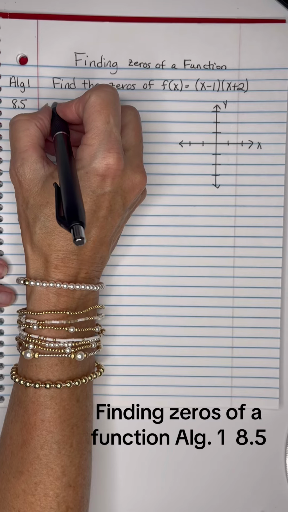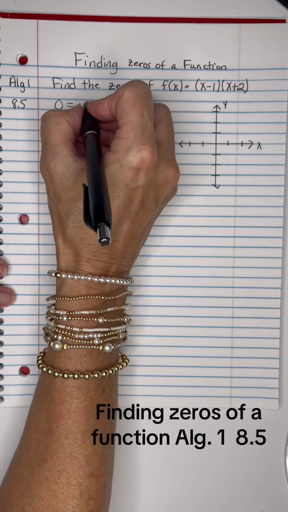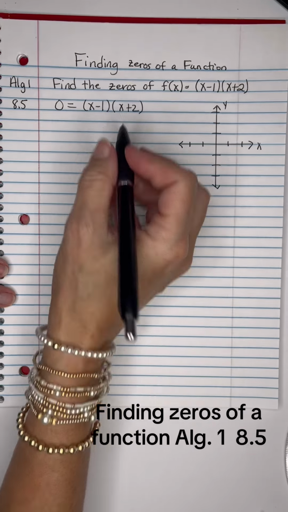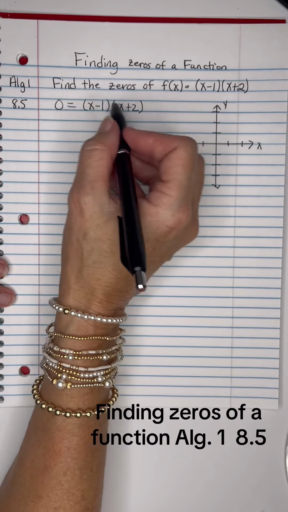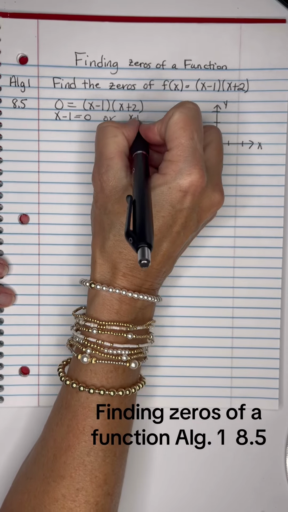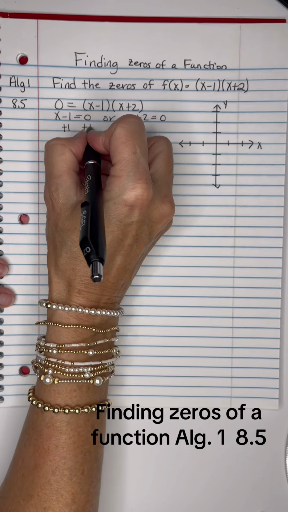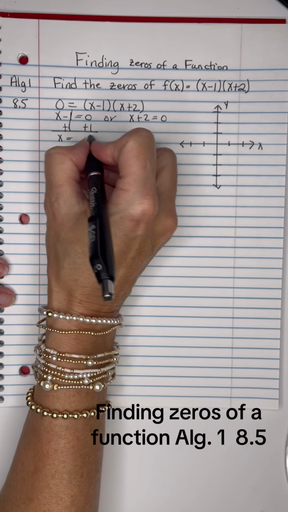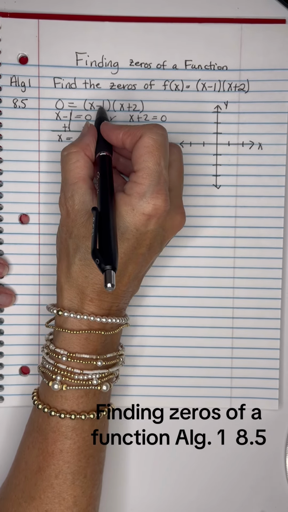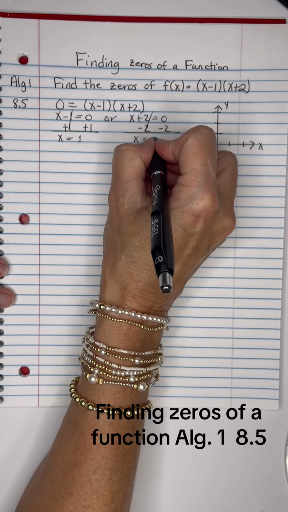So all I have to do is use the zero product property, really, and replace f of x with 0, equals x minus 1 times x plus 2. And then set each one of them equal to 0, like x minus 1 equals 0, or x plus 2 equals 0. And then we would add 1 to both sides. You recognize this as being the zero product property. The answer to the first one is positive 1, just the opposite of what you see. And then the answer to this one would be negative 2.